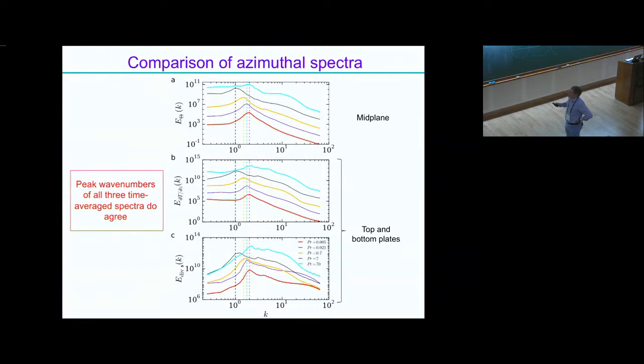But what you see nicely is that the maxima at which these spectra peak coincide quite well with each other, which tells us that there is at least a strong connection between what's going on at the boundary layers in terms of the plume formation and what we observe when we are coarse graining and look at the turbulent fields, for instance, in the midplane.